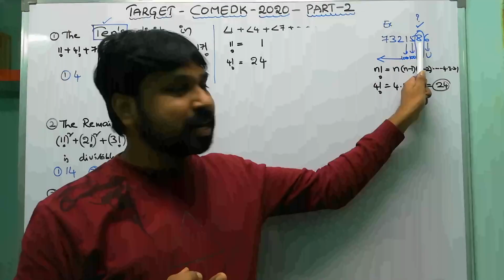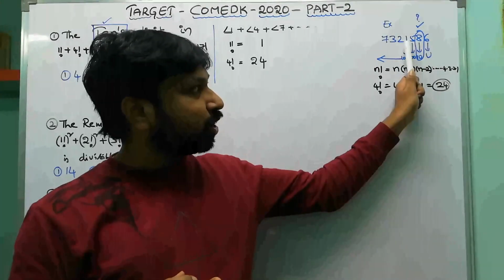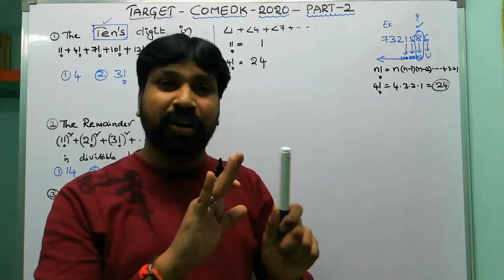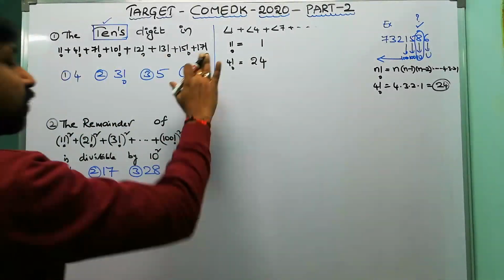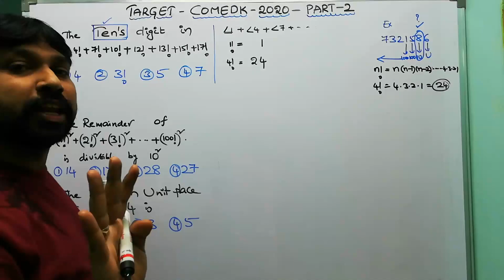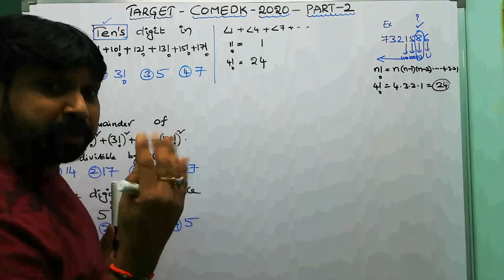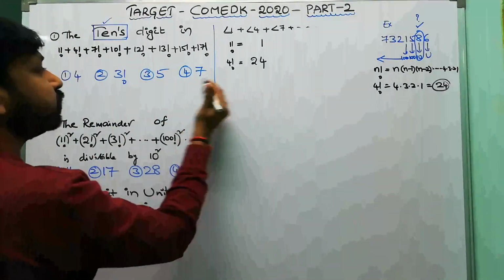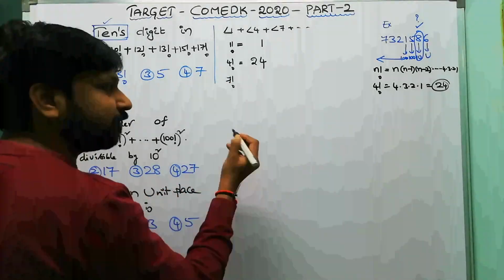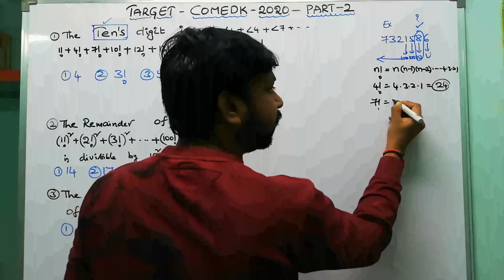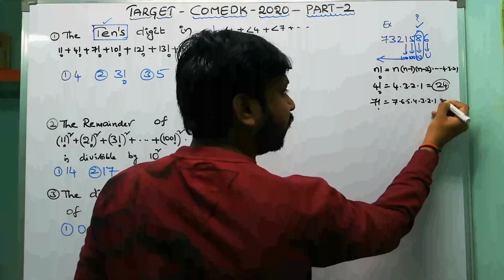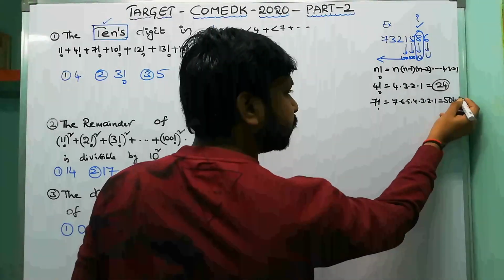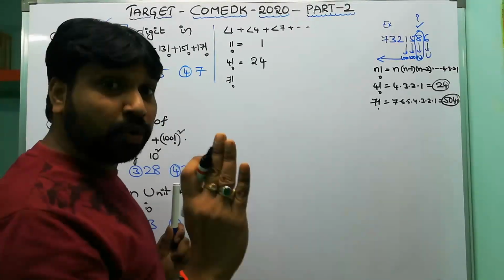If they're asking about this number, there's no need to worry about the other digits at all, friends. In all factorial sums, the last two digits are enough, as they cover the units place as well as the tens place. Coming to 7 factorial, friends, the result is 7 into 6 into 5 into 4 into 3 into 2 into 1. This is nothing but 5040.